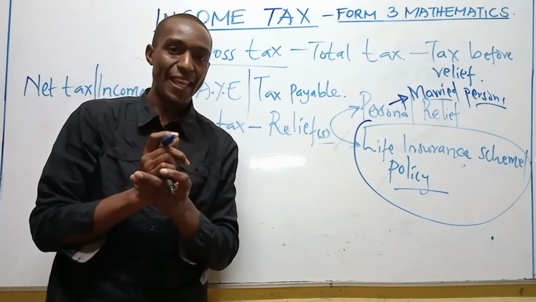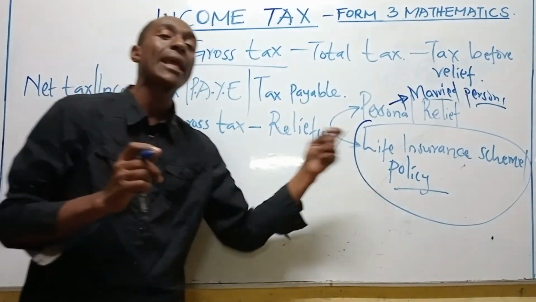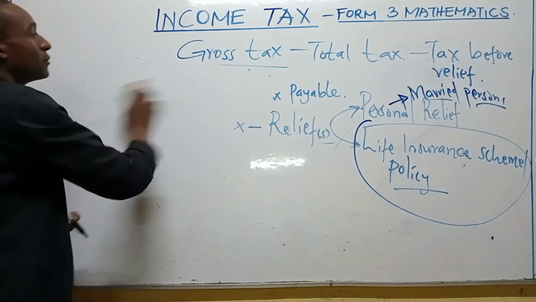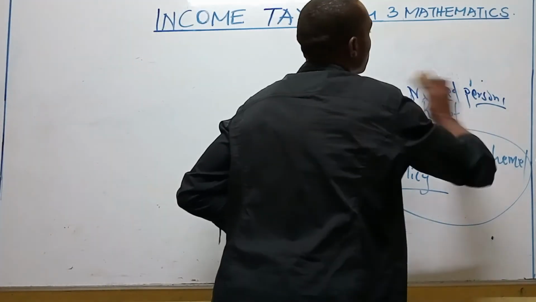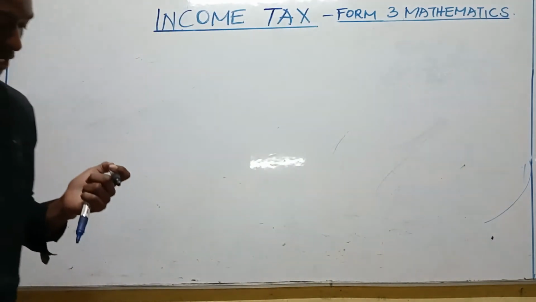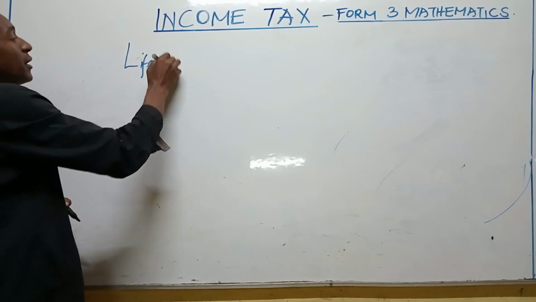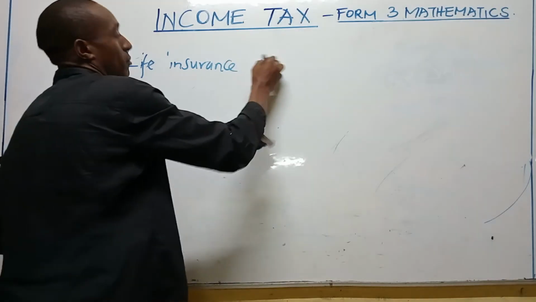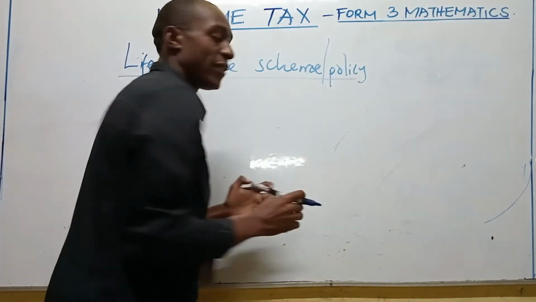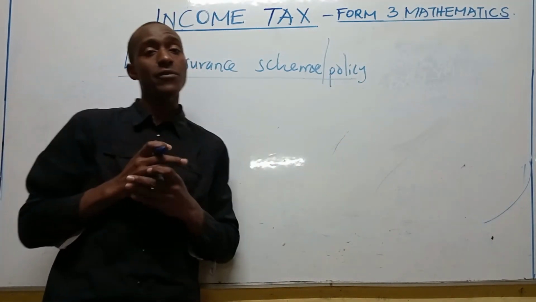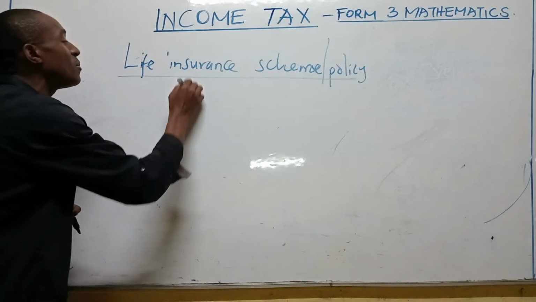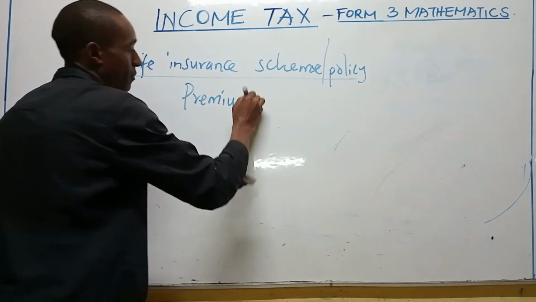Just like housing or being given a house by your employer, this one is also unique like that. Life insurance policy, life insurance scheme and policy. There are people who insure themselves against any risk in life, maybe accidents, diseases, or even death, and they give what we call premiums on a monthly basis.